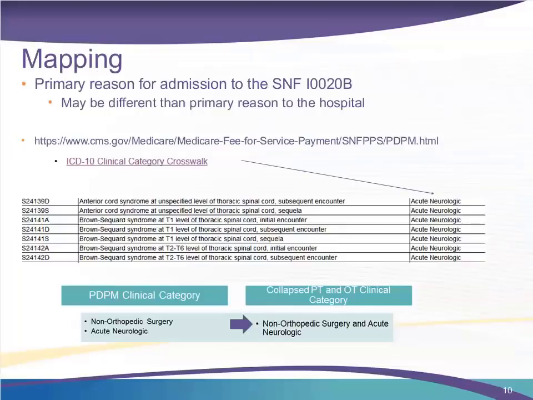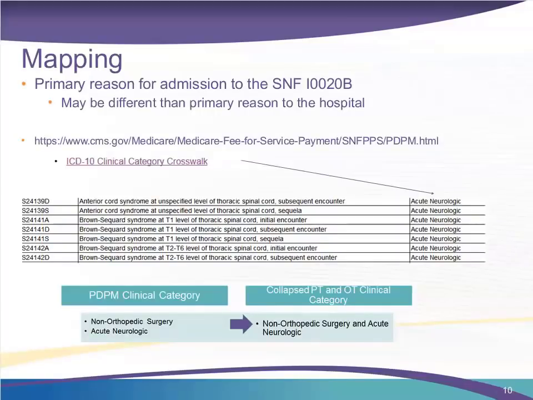The website that I have on here is the website for the PDPM information that CMS just released about a month and a half ago. I believe it was the beginning of December. At the bottom of the page, there's a bullet that says ICD-10 clinical category crosswalks. There are several attachments that you can download. That is where I just did a snippet to show you guys what this looks like.